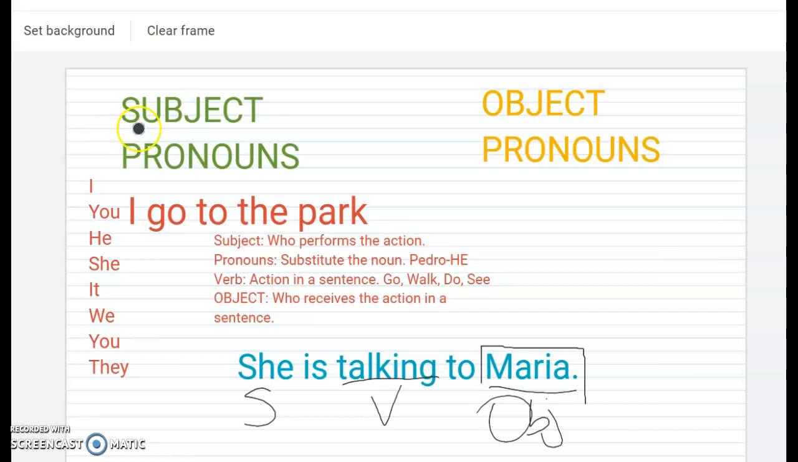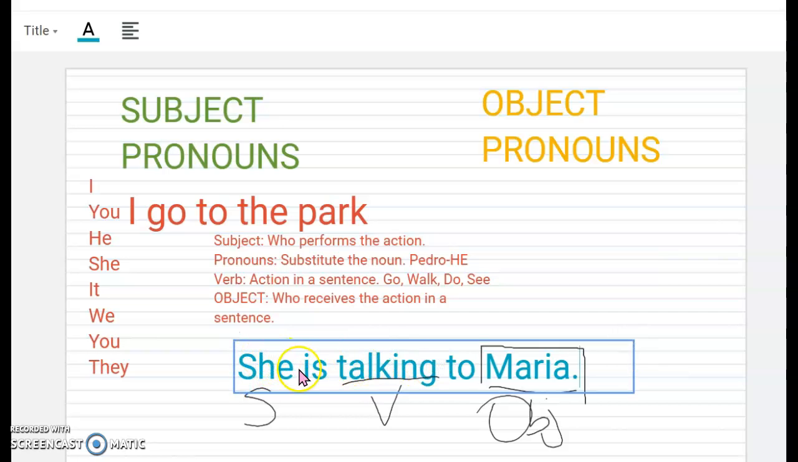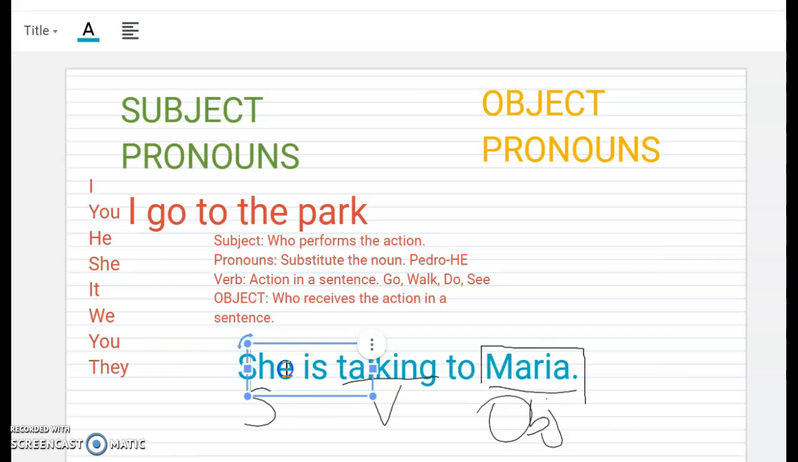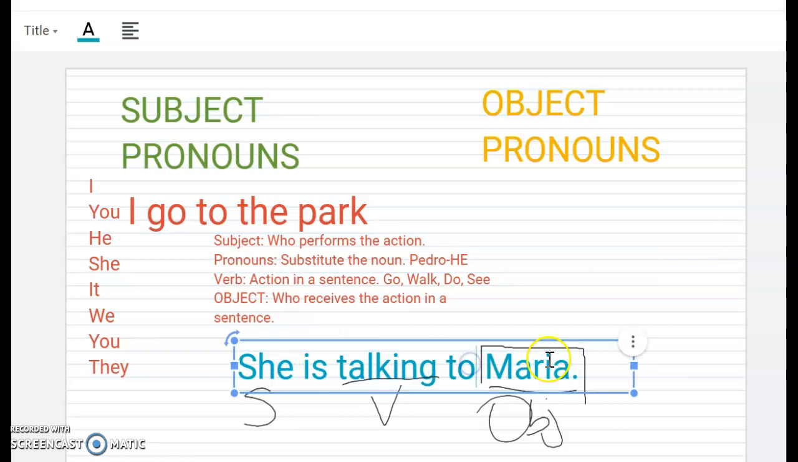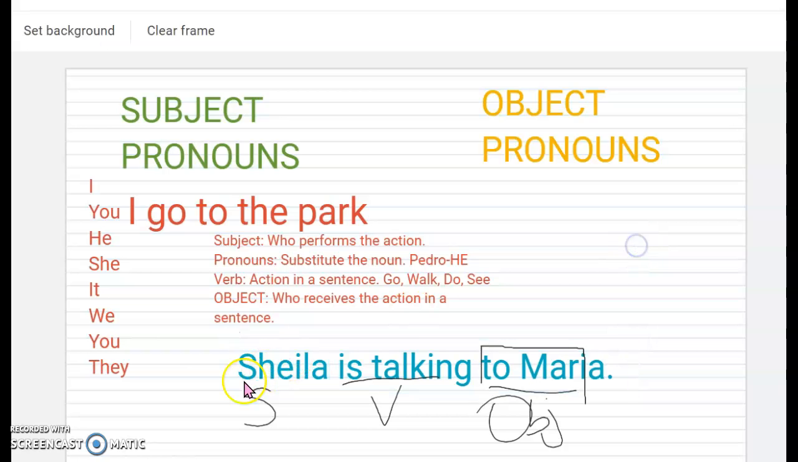So since this is a noun, we use the object pronouns to substitute the nouns of the sentence. We already know the subjects. We already know I, you, he, she. So for example, in that same sentence, she's talking to Maria, I substituted the noun for she. But I can also say Sheila is talking to Maria, it's the same. The only difference is that I am substituting the names of my sentence using pronouns.